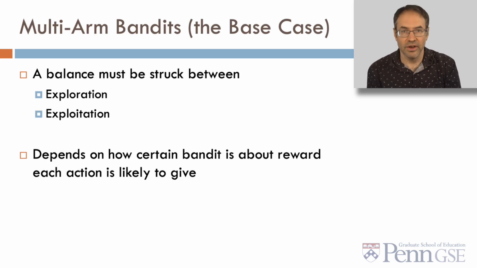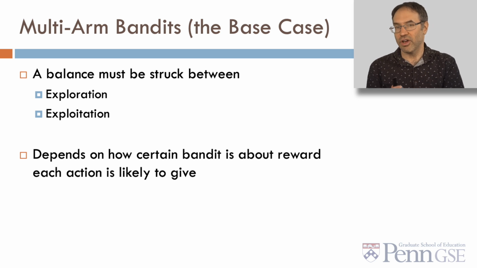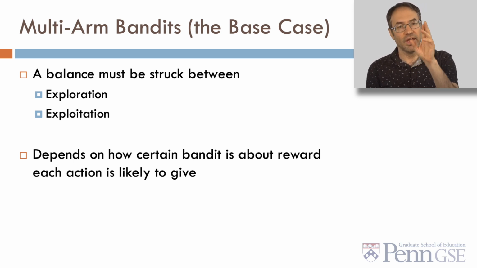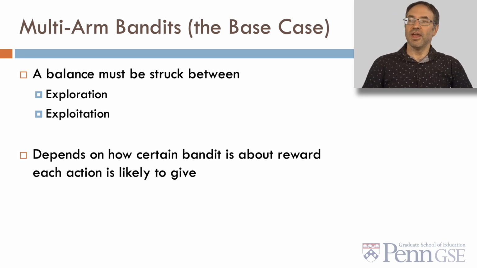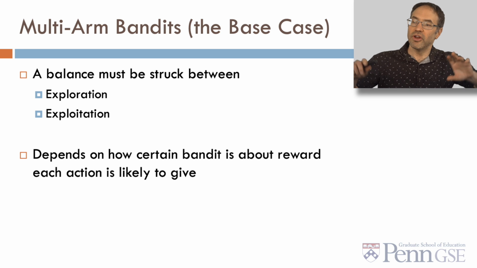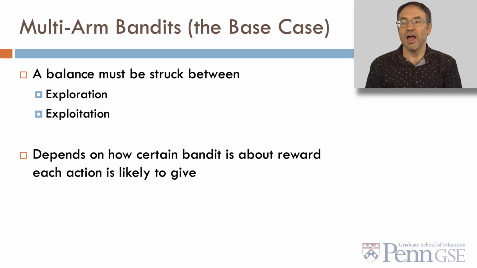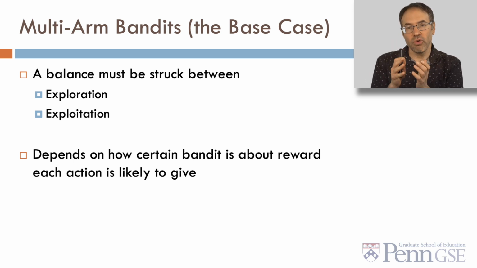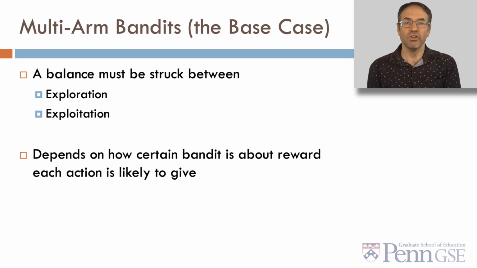Within these multi-armed bandits, because the result is not going to be exactly the same every time, even though there are no contextual or temporal factors, a balance has to be struck between two things, exploration and exploitation. Where exploration is saying, I'm not sure what the right answer is, so I'm going to try something that doesn't currently seem best. And exploitation is saying, I know which approach is best, so I'm going to use that. And the balance and choice at any given time between exploration and exploitation depends on how certain the bandit is about the reward each action is likely to give.